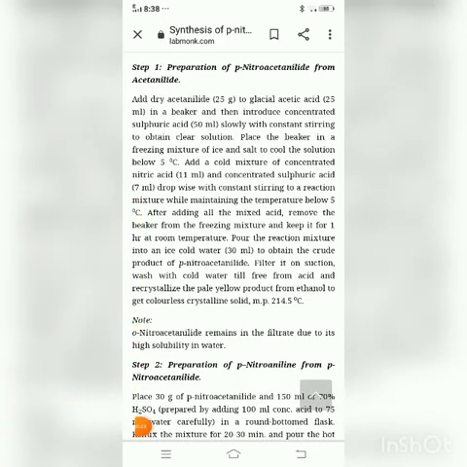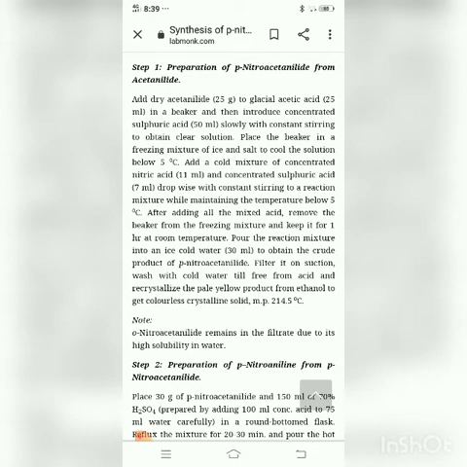Preparation of p-nitroacetanilide from acetanilide. Add 25 gram of dry acetanilide to 25 ml of glacial acetic acid in a beaker, and then introduce concentrated sulfuric acid slowly with constant stirring to obtain a clear solution. Place the beaker in a freezing mixture of ice and salt to cool the solution. The mixture should be below 5 degrees Celsius.